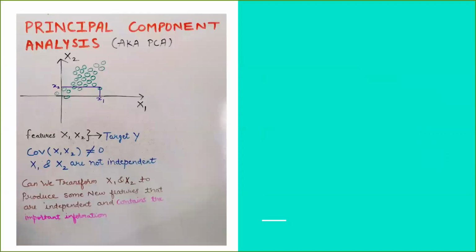So let's say we have two vectors x1, x2 which are mapped to target y. The covariance of x1, x2 is definitely not zero. As we can see, when x2 is increasing, x1 is also increasing, right? So can we transform x1, x2 such that the new vectors are independent and we still contain the information with us? Is it possible? So let's see.